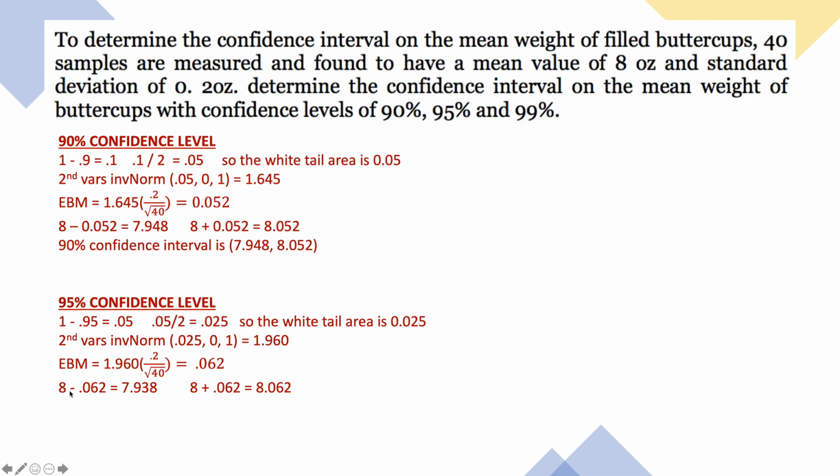So 8 minus 0.062 is 7.938, and 8 plus 0.062 is 8.062. That means the 95% confidence interval is 7.938 to 8.062.